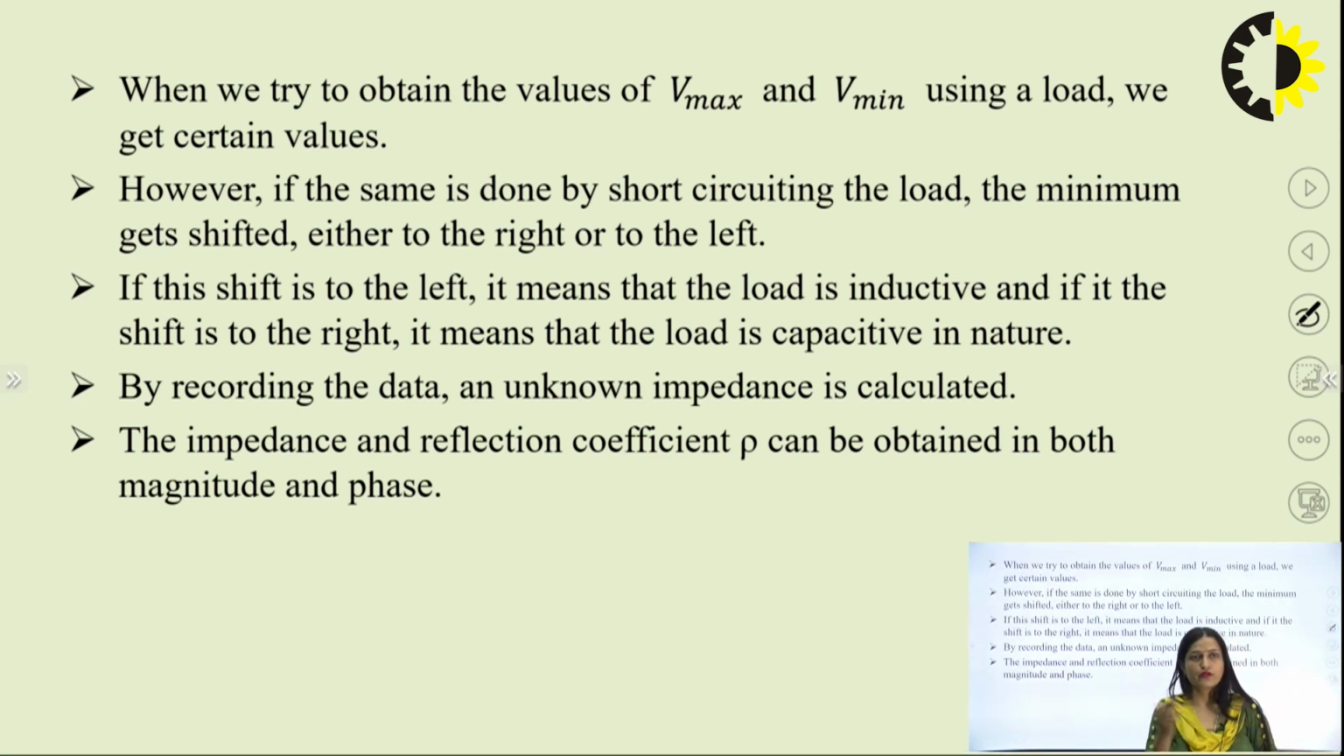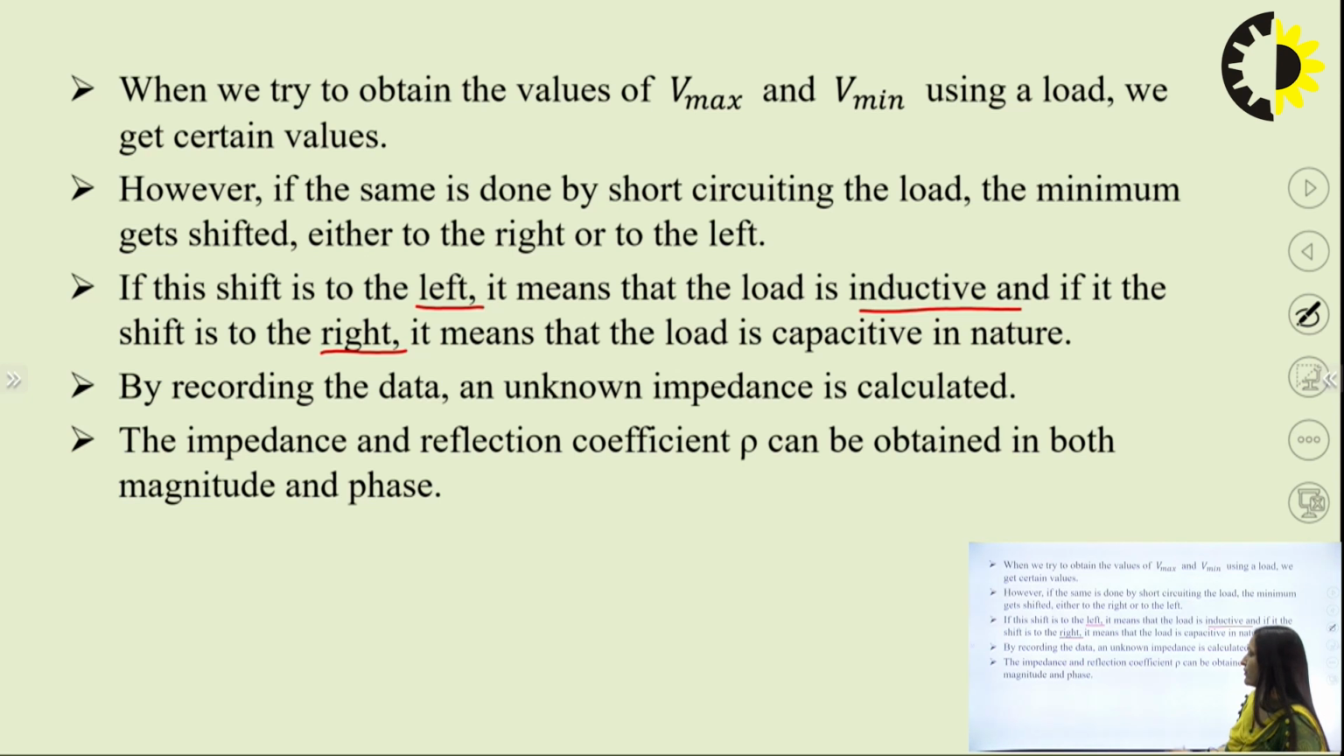Depending upon these two values, we can find out whether it is an inductive load or a capacitive load. If the shift is to the left, it means the load is inductive in nature. And if the shift is to the right, it means the load is capacitive in nature. By recording the data, the unknown impedance is calculated. Basically from this method we can find out the type of impedance, whether it is inductive or resistive.